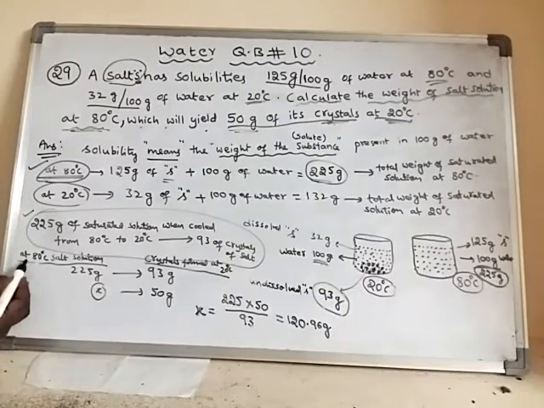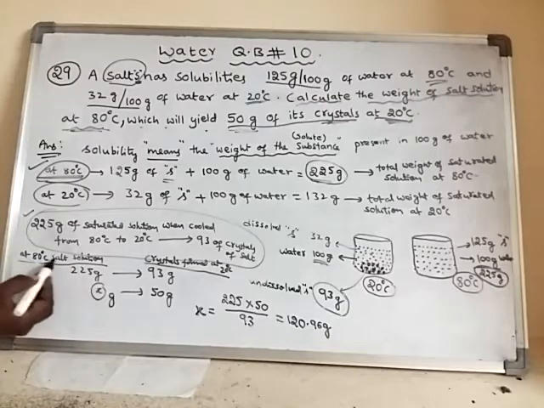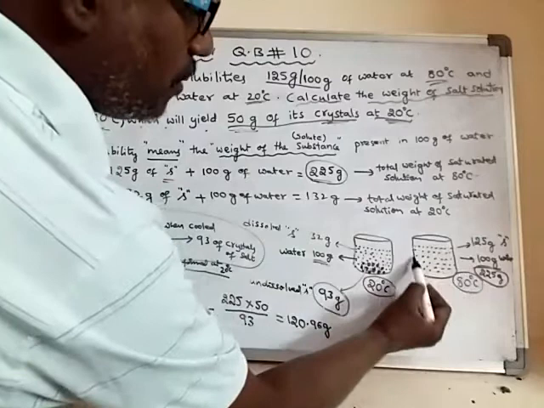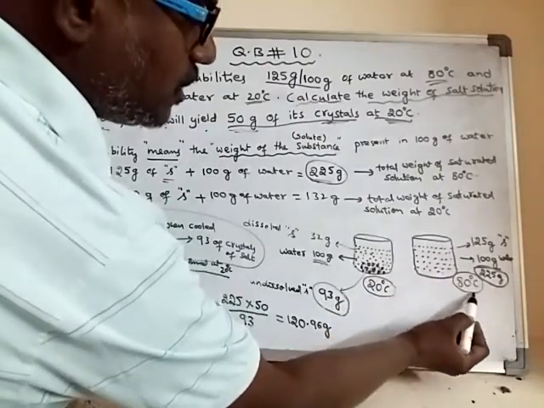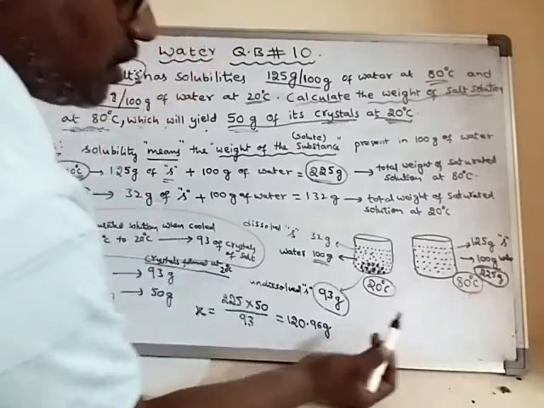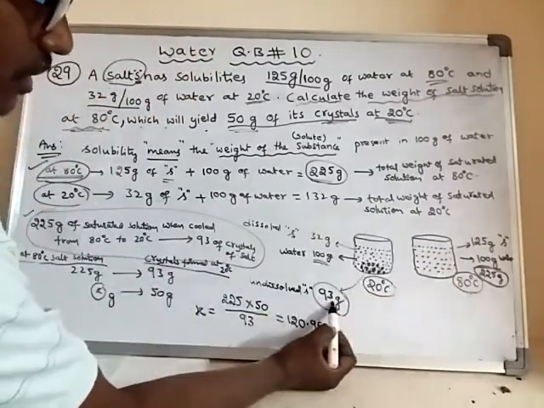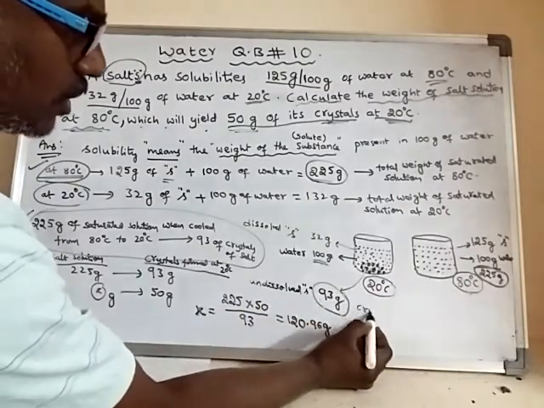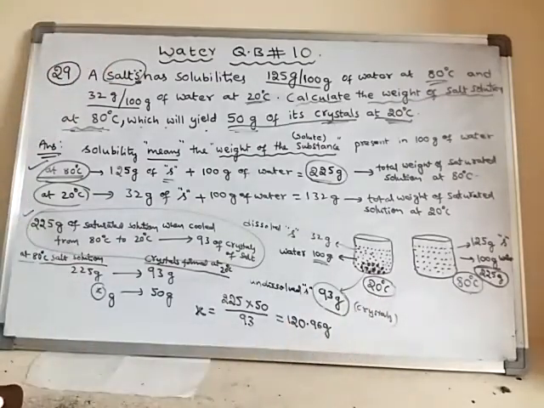What is X? X is nothing but the salt solution at 80 degrees centigrade. If the weight of the salt solution at 80 degrees centigrade is 225 grams, then that salt solution produces 93 grams of crystals at 20 degrees centigrade.